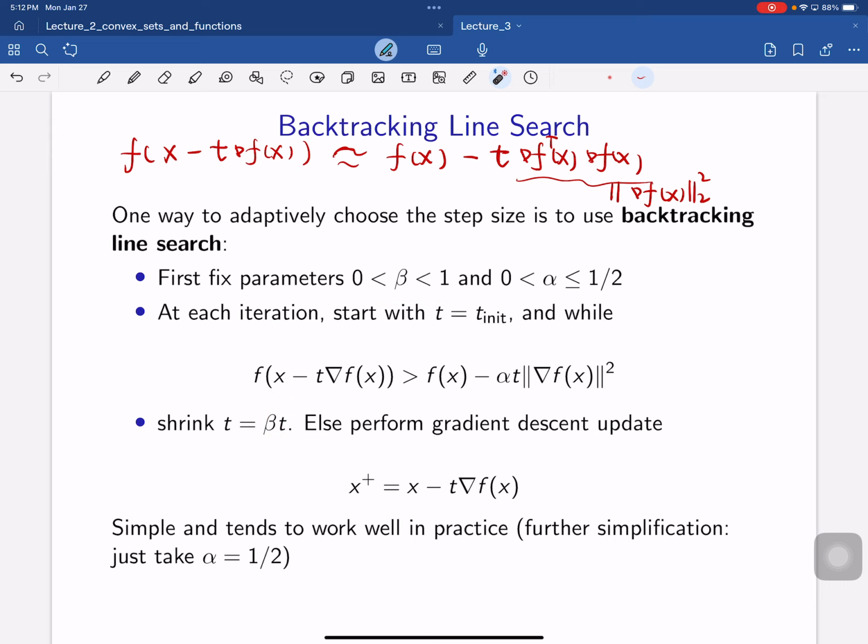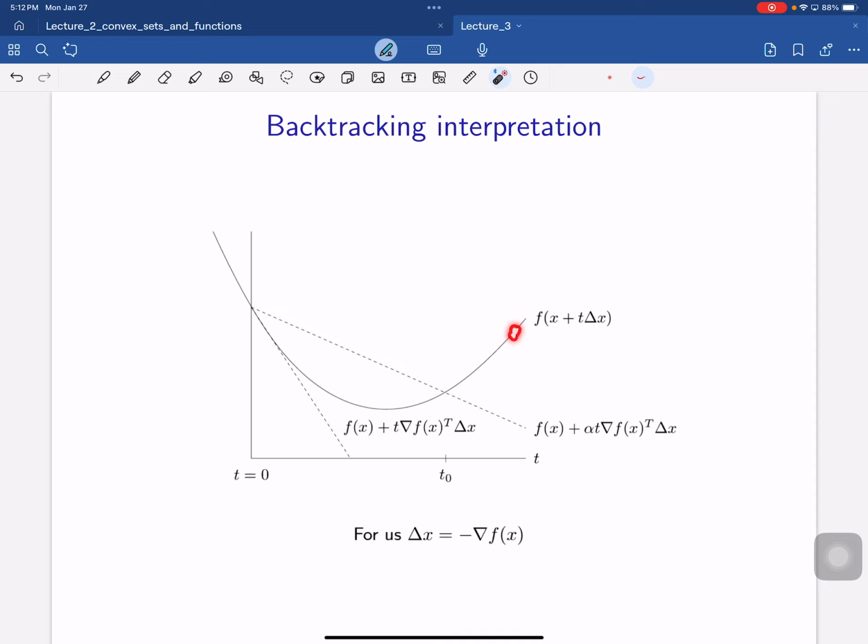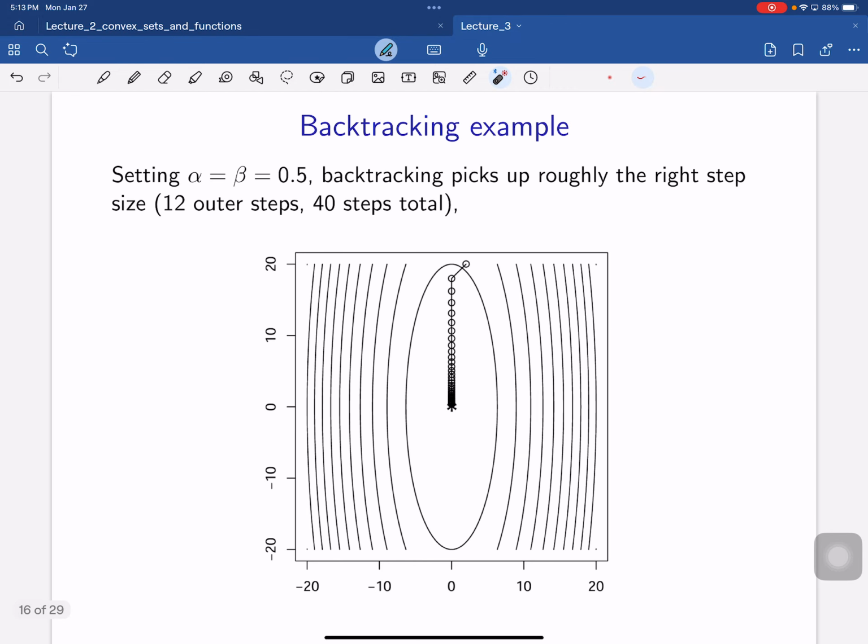Again, if you choose a step size that is too large, let's say you overshoot to this particular point, you don't get a decrease compared with this approximation. If you are at this point, you are not getting enough decrease compared with this gradient estimate, so you will shrink the step size. Maybe you jump here, then you are below this line here. So this is a backtracking example. In practice, this heuristic usually works pretty well.